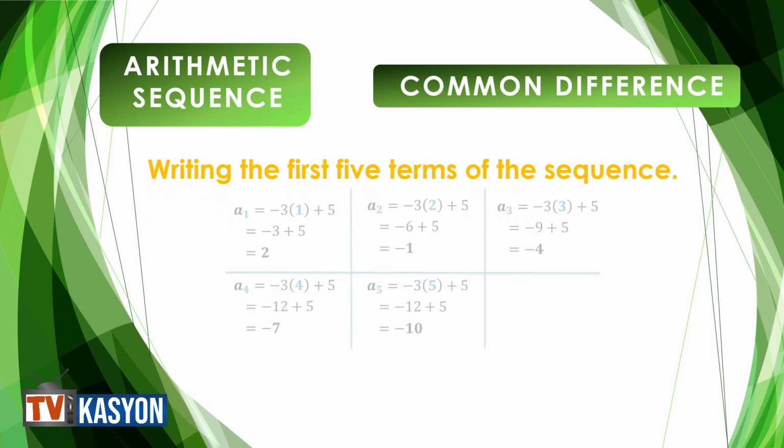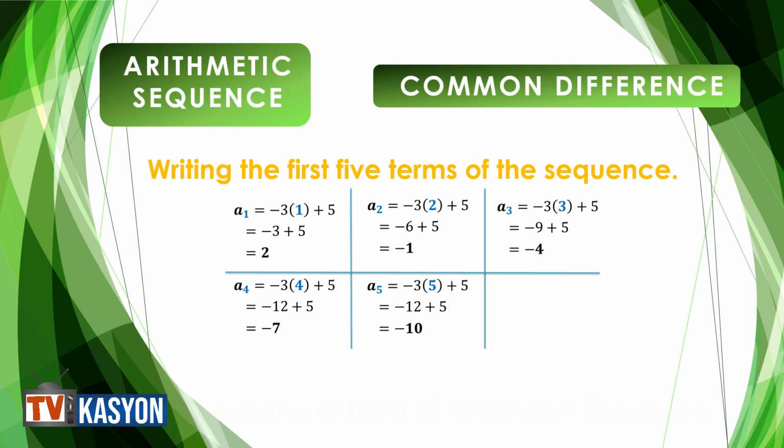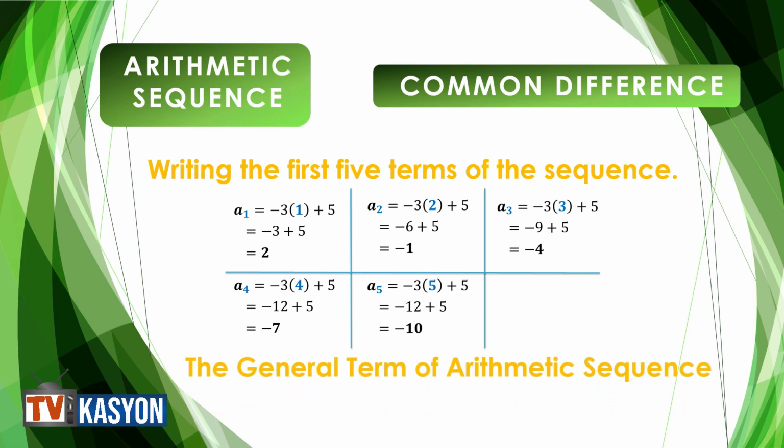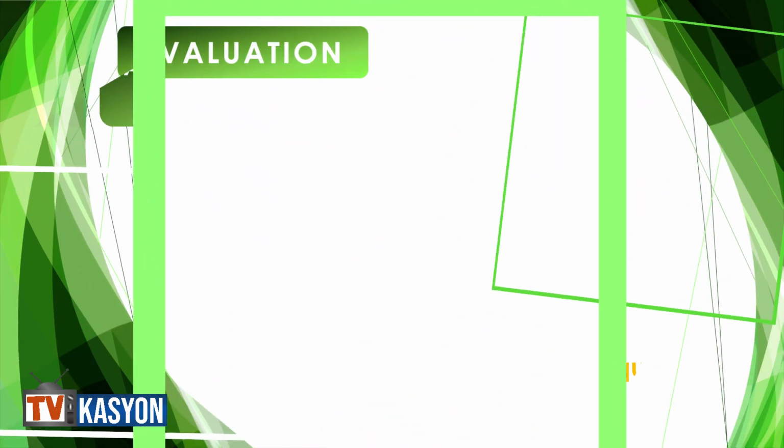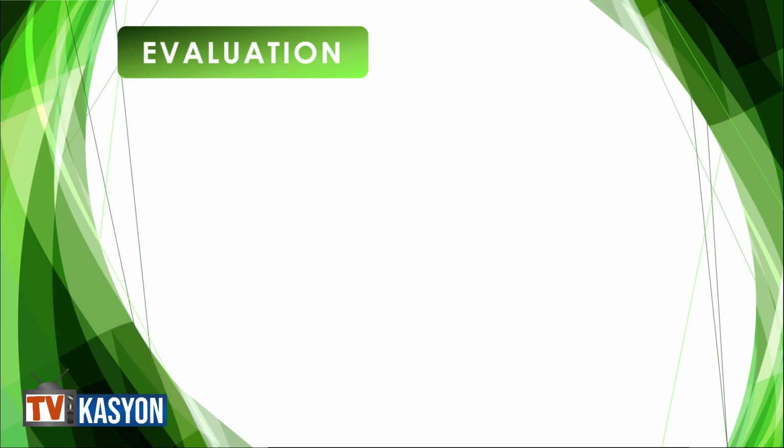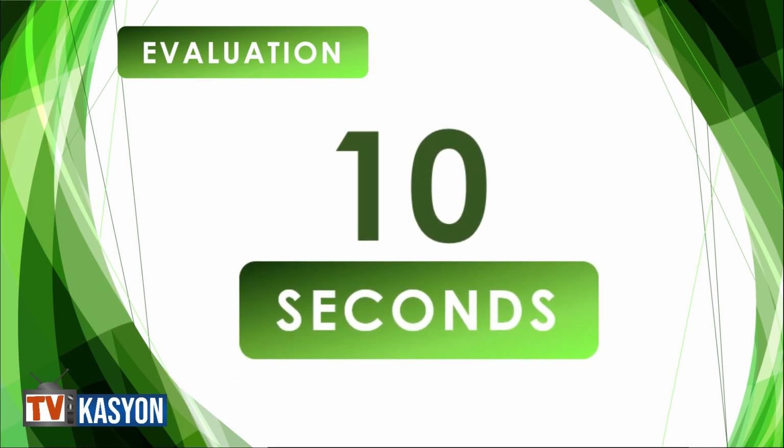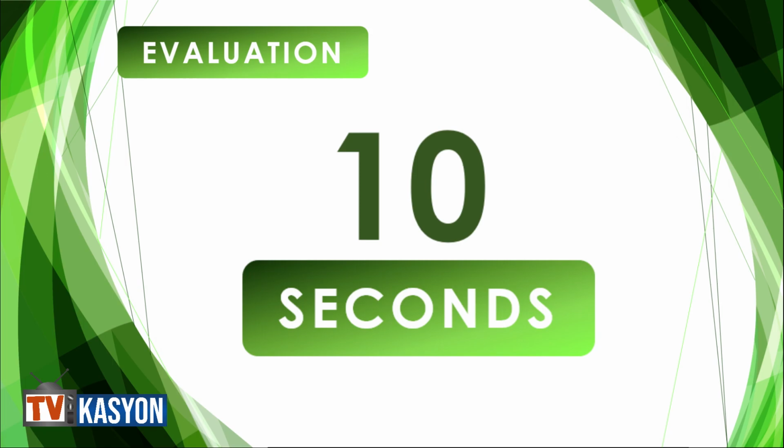3. We write the first 5 terms of an arithmetic sequence given its general term by substituting the values of n. And 4. The general term of an arithmetic sequence is written in the form a sub n equals dn plus c, where a sub n denotes the term, d denotes the common difference, n denotes the term position, and c denotes the constant. To practice your skill from the lesson presented, I want you to answer the following questions. You have 10 seconds to answer each item. Enjoy!